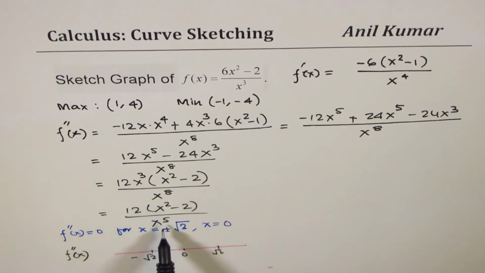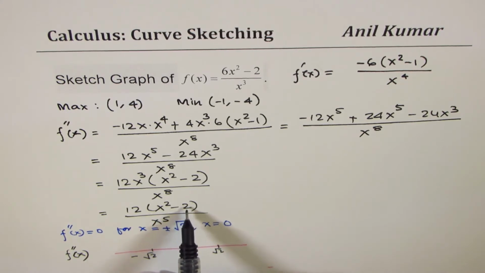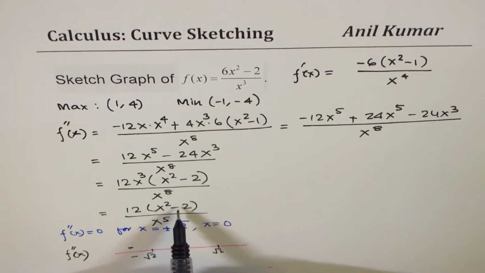Now clearly denominator is, if I put a negative value, it will be negative. Now if I have a value which is on the left side of square root 2, then numerator is going to be positive, right? But the denominator is negative. So in this portion we'll get negative. But if I have a value between square root 2 and 0, then the numerator is going to be negative, denominator is also going to be negative, we'll get positive.